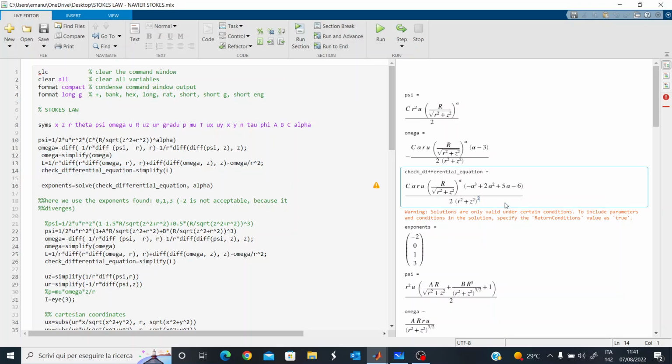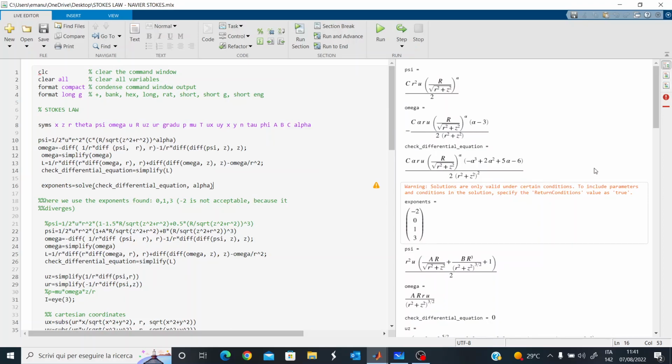And you can see that the expression is this one that I have highlighted here. You can see that if this parenthesis here, which depends only on alpha, is 0, our differential equation is satisfied, right? You can see it here. And then I have solved this algebraic equation, and I have solved it here.